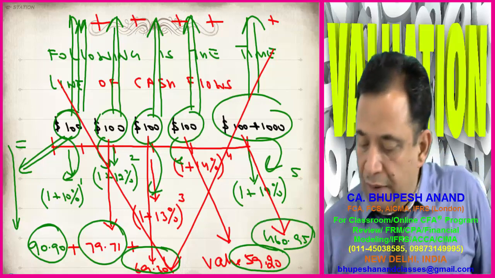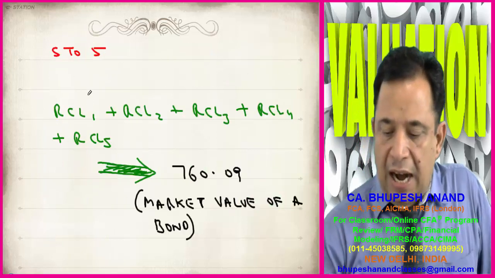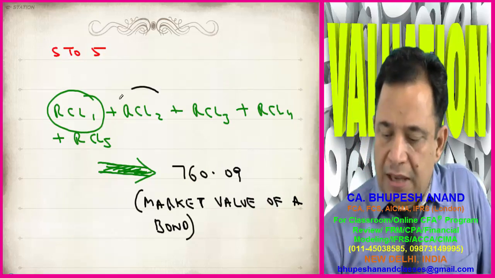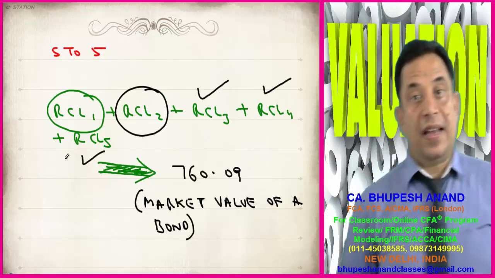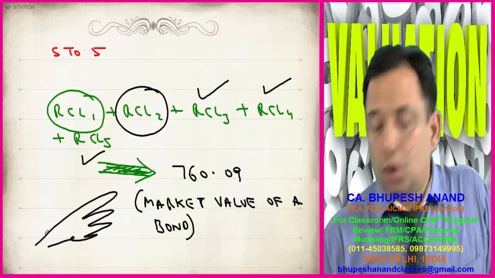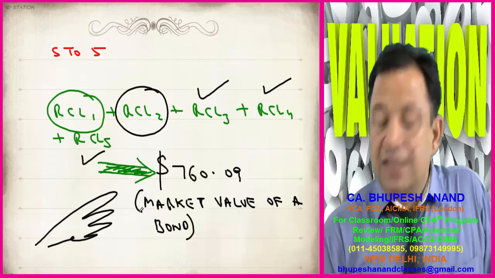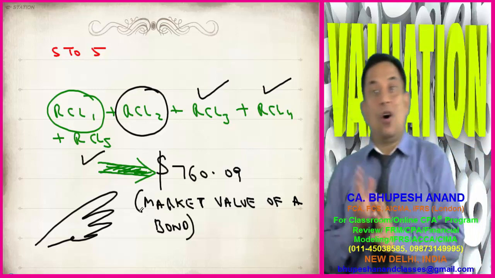If I add these values, 90.90, 79.71, 69.30, 59.20, 460.95, all these values are stored in my calculator. So I have done RCL1 plus RCL2 plus RCL3 plus RCL4 plus RCL5. That comes to $760.09. Now this is the value of a bond if spot rates are given, for a zero discount bond.